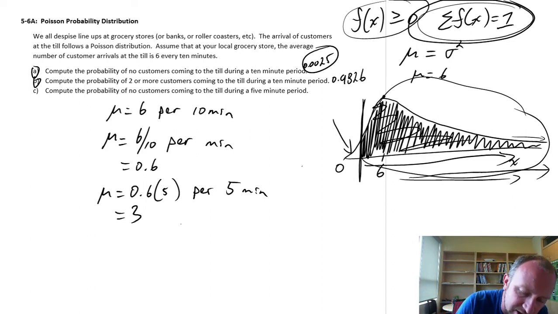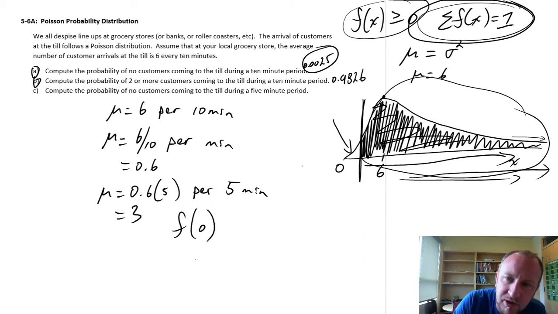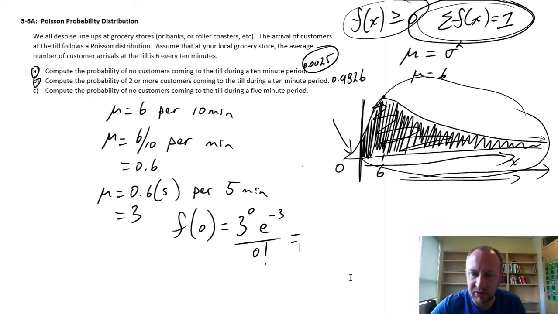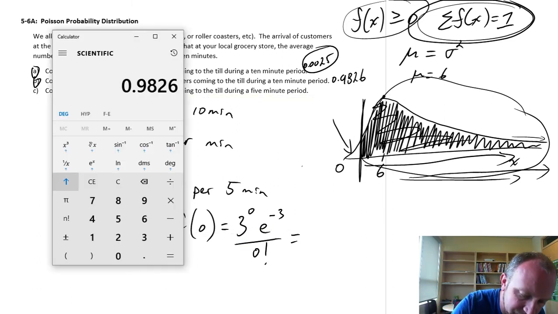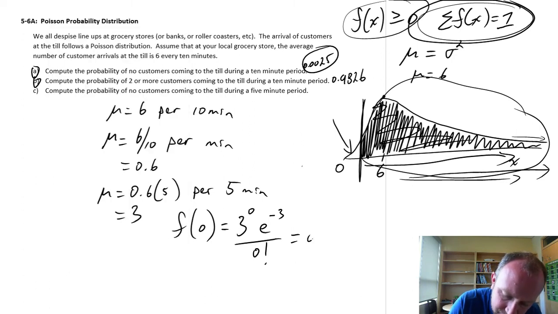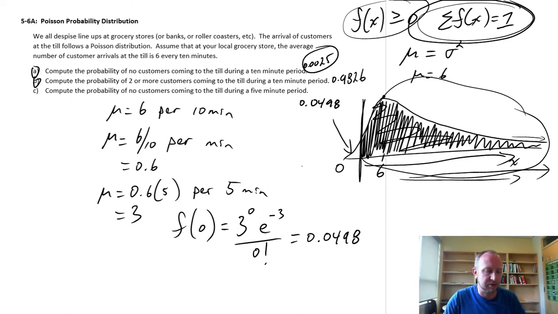So now the calculation is going to be the same as it was before, where we're looking at the probability associated with 0 customers coming to the till. Only now my mean value is 3. So this is 3 to the 0 e to the negative 3 divided by 0 factorial. So this is 1 and the denominator is 1. And so all I need to calculate here is e to the negative 3, and I have 0.0498. So there we have all of our probabilities.